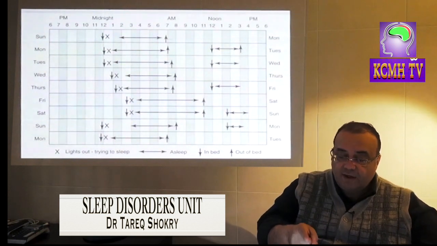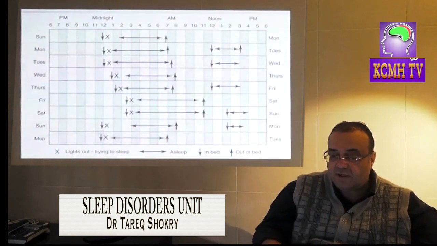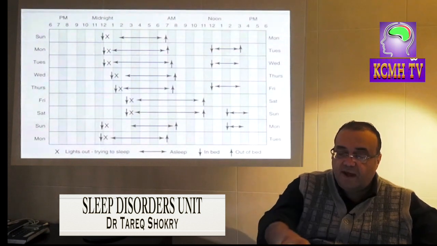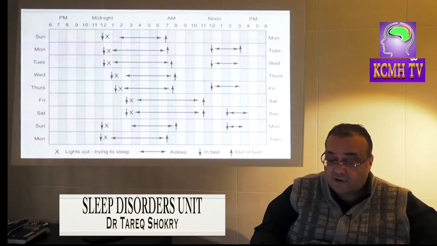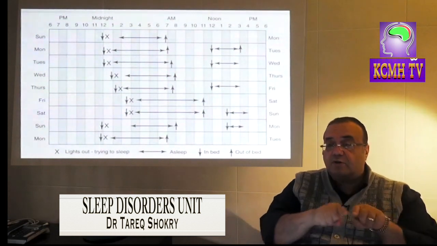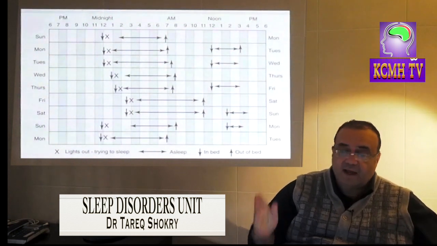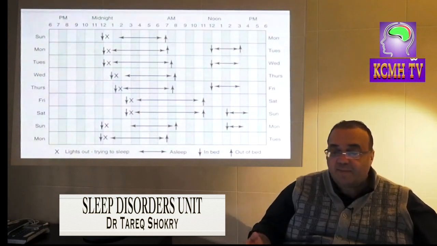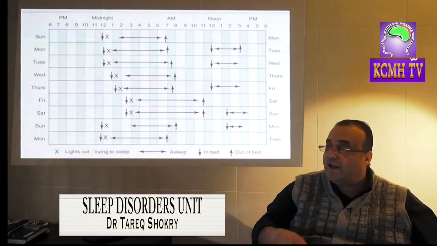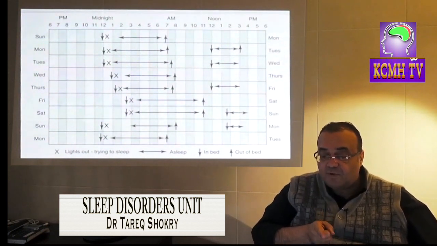Simply, the arrow down is the time the patient is in bed. The X is when lights out occurs, trying to sleep. The horizontal arrow is the period of sleep, the actual period of sleep. The upward or ascending arrow is when the patient is awake. Simply, if we look at this patient, we will notice a very important thing.